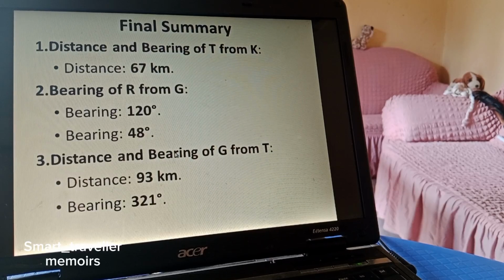Distance and bearing of G from T, distance 93 kilometers, bearing 321 degrees.